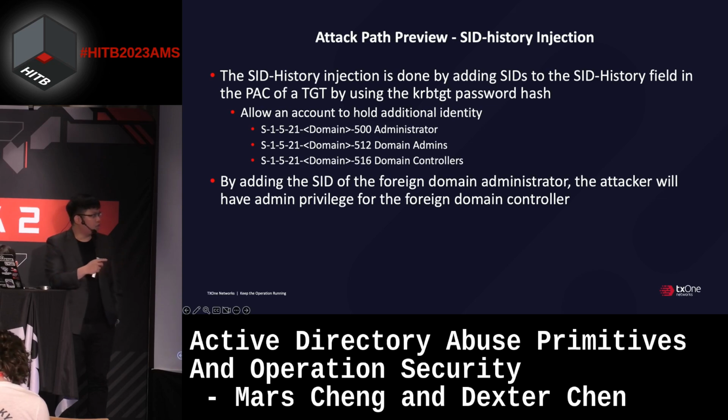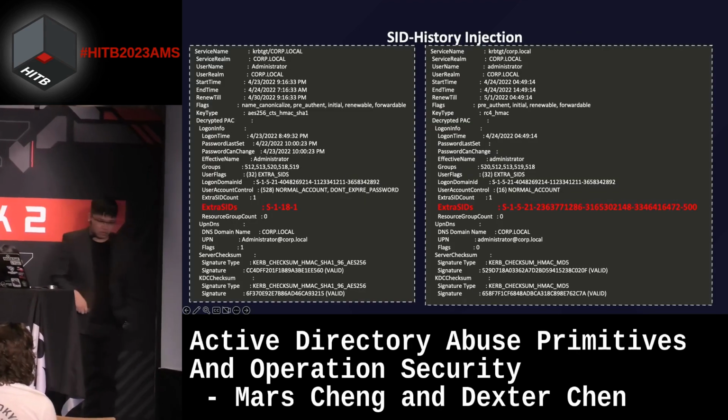For example, if we want to add an additional identity, for example, domain admin 512, we just add this SID to the SID history part and send this ticket to another domain. We have domain admin privilege in the other domain. Okay, so we will show this later.